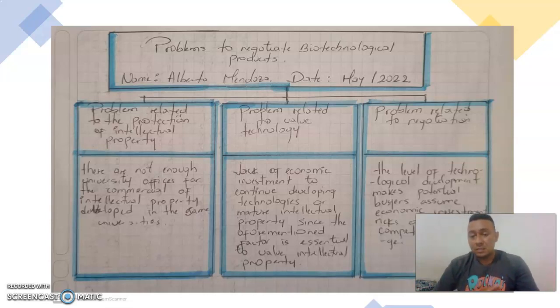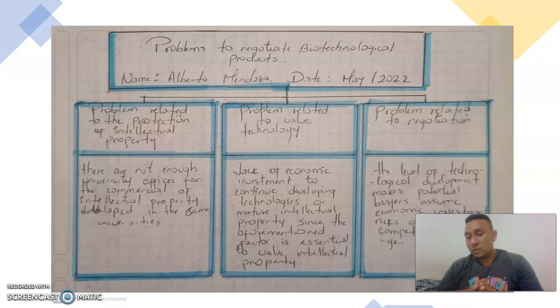The second question is the problem related to the value of technology. My answer is lack of economic investment to continue developing technologies or mature intellectual property. Our mentioned factor is essential to evaluate the intellectual property.